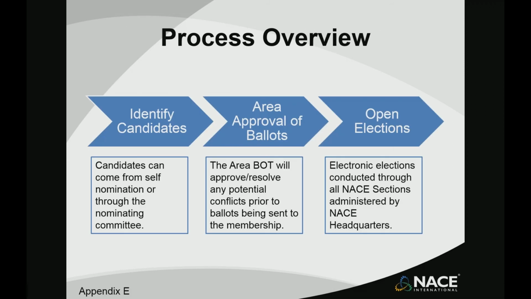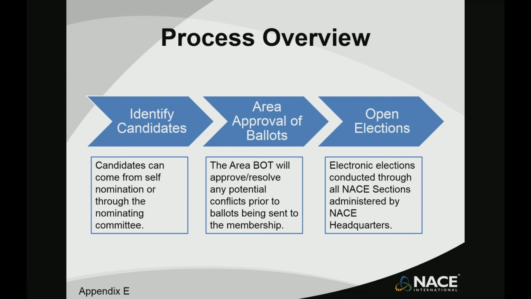The process for section elections is shown here. The first step is to identify the candidates. The candidates can come from self-nomination or through the section's nominating committee. From there, the slate of officers goes to the area for approval. The area Board of Trustees will approve and resolve any potential conflicts prior to ballots being sent to the membership. Once the slate of officers is approved, it goes out to an open election process. The plan is to have electronic elections conducted through all NACE sections, administered by NACE headquarters.